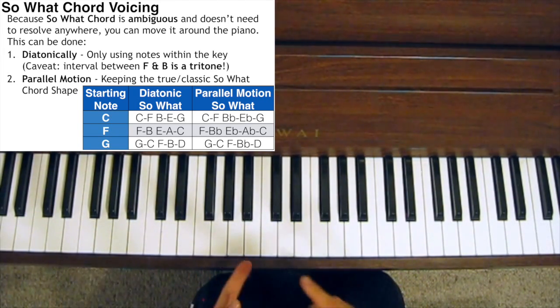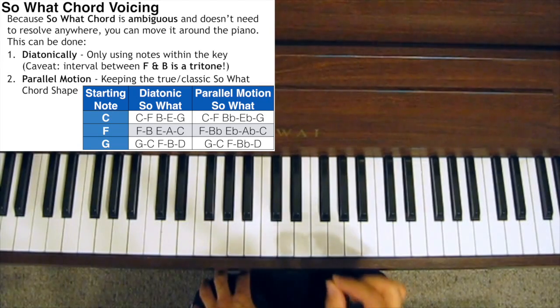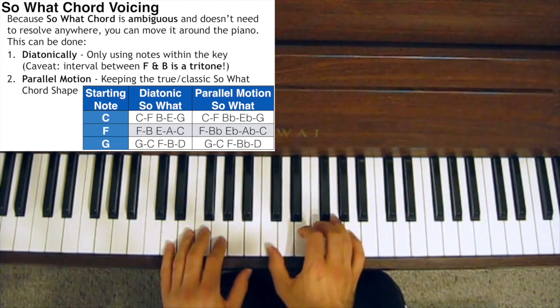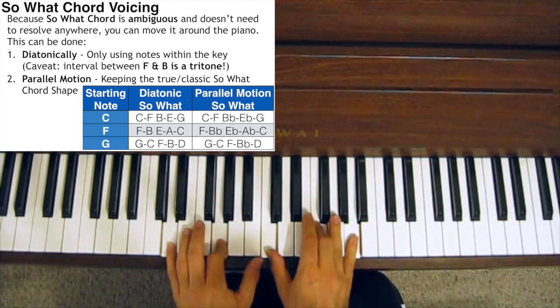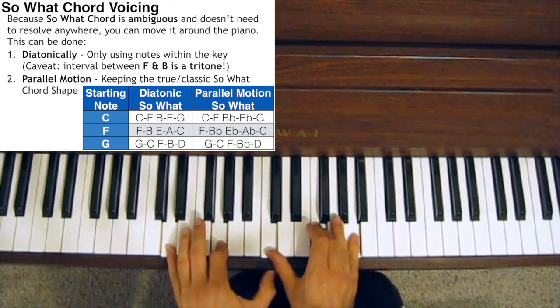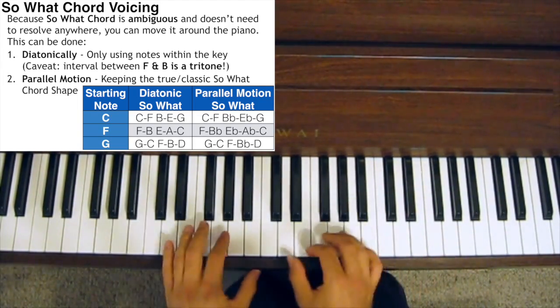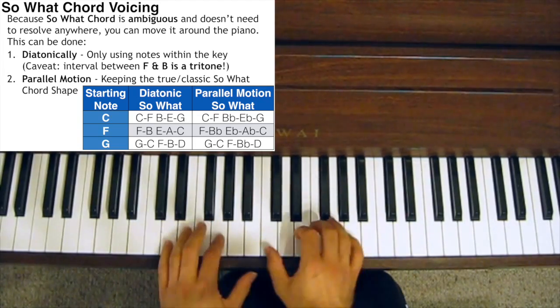So you can either do this diatonically, that is only using the notes from the key that you're in. So for example, this D So What chord voicing is a D minor 7 chord, and D minor 7 is in the key of C major, so you can move this up and down only using notes from the C major scale, that is only the white notes, not the black notes. And so it can sound something like this.